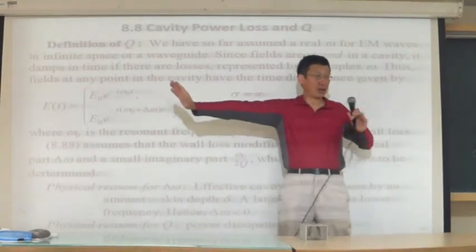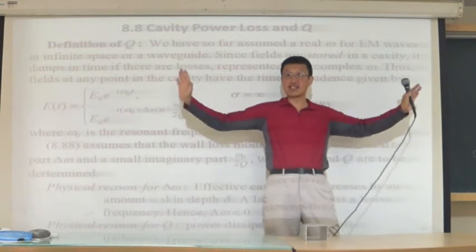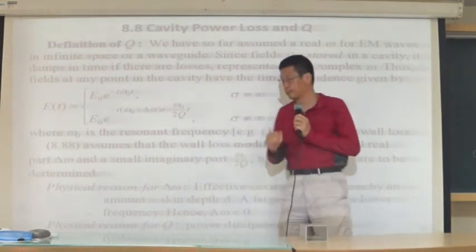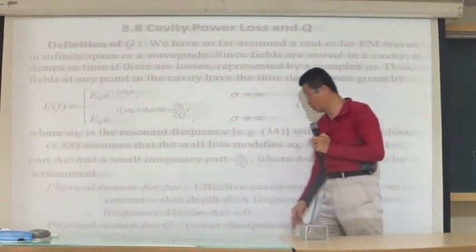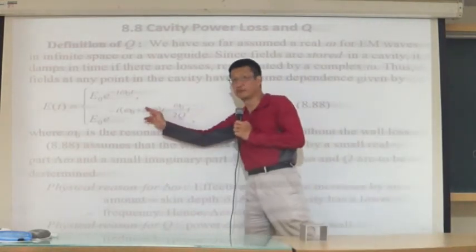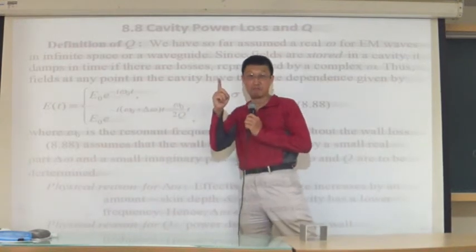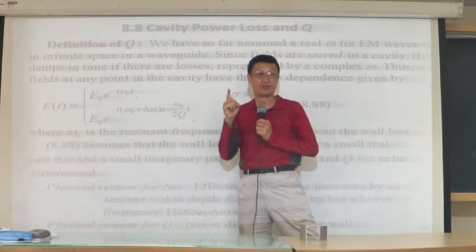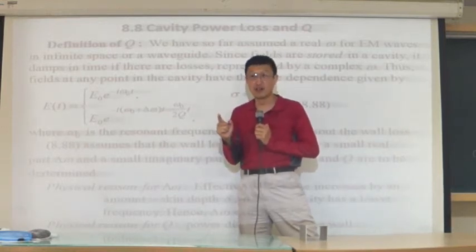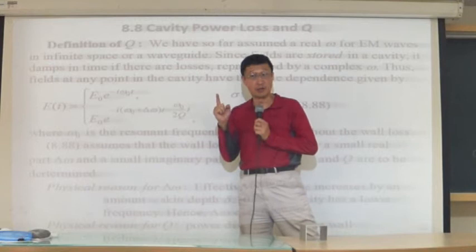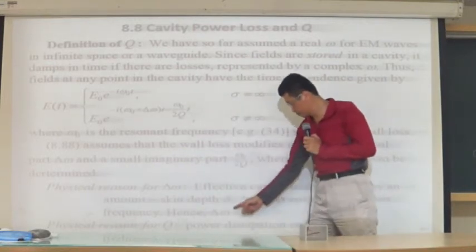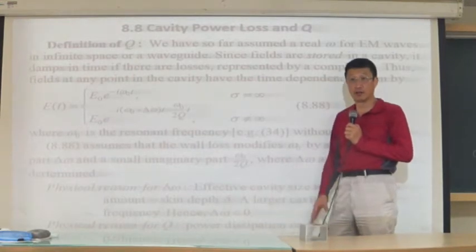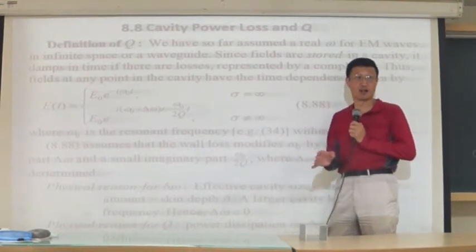Just like when the length is slightly larger, the resonance frequency will be slightly lower. Therefore, delta omega should be negative. Keep this in mind. Not always. It depends on the field patterns. Sometimes it will be positive. Not always. It depends on the EM field patterns.